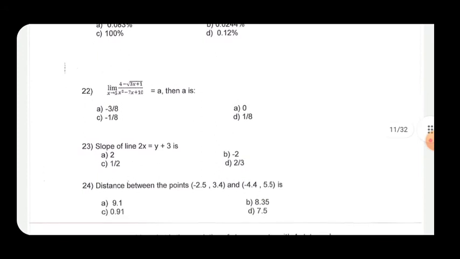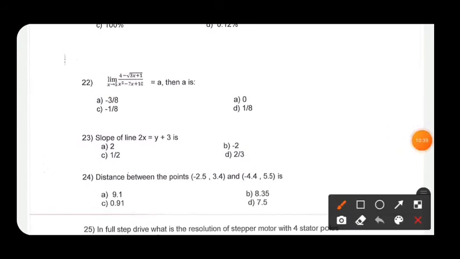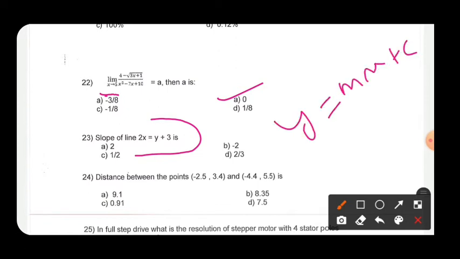So next is this limit, x tends to 5, x squared minus 3x plus 1 root, so just put the value of x in this limit, okay, and we'll get the answer is 0. Next is the slope of the line 2x equals y plus 3, okay. All of you know the slope formula, y equals mx plus c, so here y equals 2x minus 3, okay. So m value is 2, so slope is 2, okay.